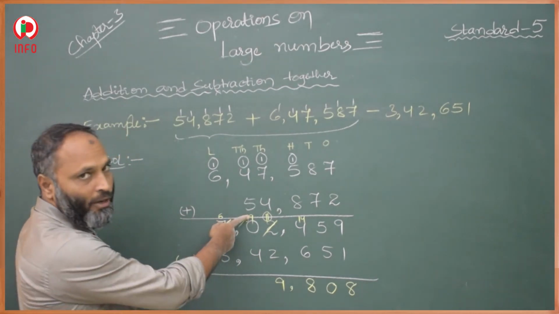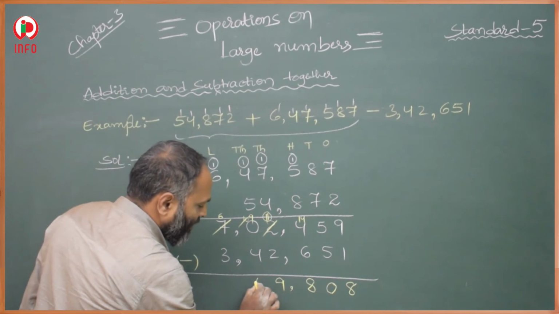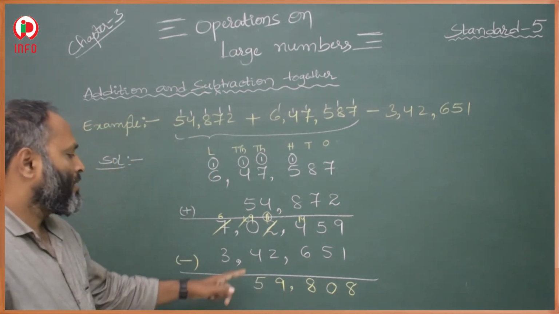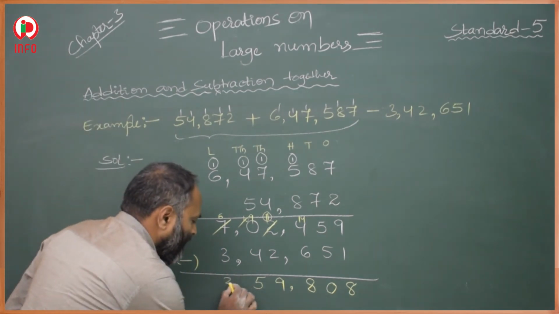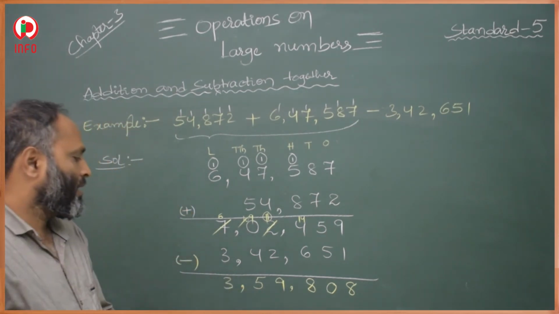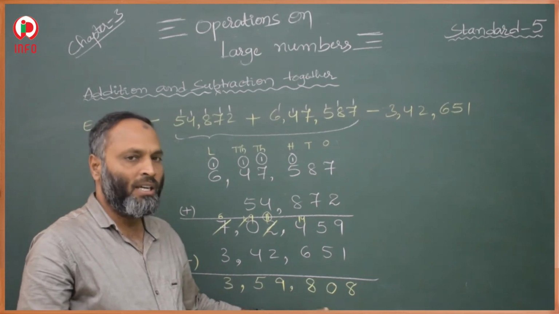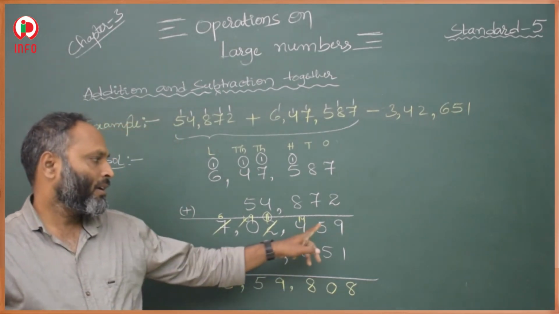This is minuend. Minuend is bigger. No need to take borrow, because already we took borrow. So 59 and 6 minus 3 is 3. This is 3,59,808. Then again this is the minuend.